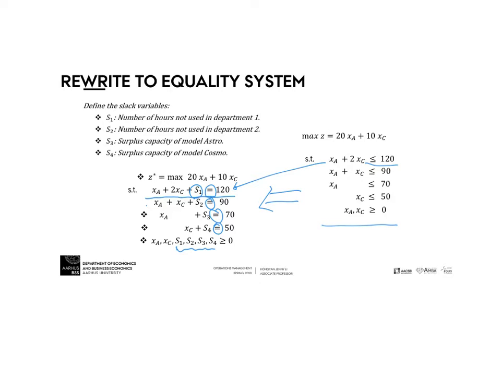Here S1 through S4 have their meanings. We define S1 as the number of hours not used in department 1, basically leftover extra capacity. S2 is the number of hours not used in department 2. S3 is the surplus capacity of the model S2, and S4 is the surplus capacity of the model Cosmo. So now we know the meaning of the slack variables, and that's why we call them slack variables.